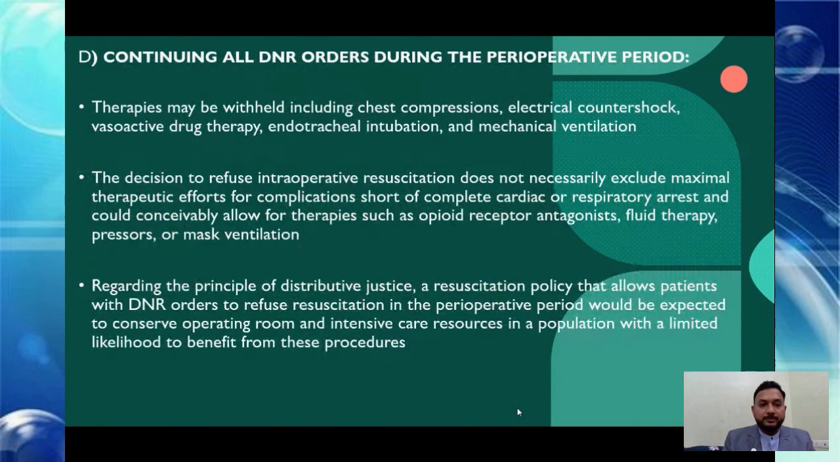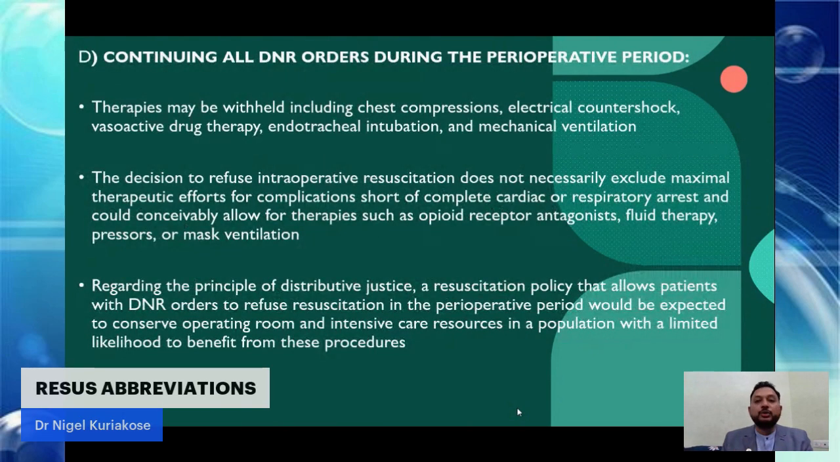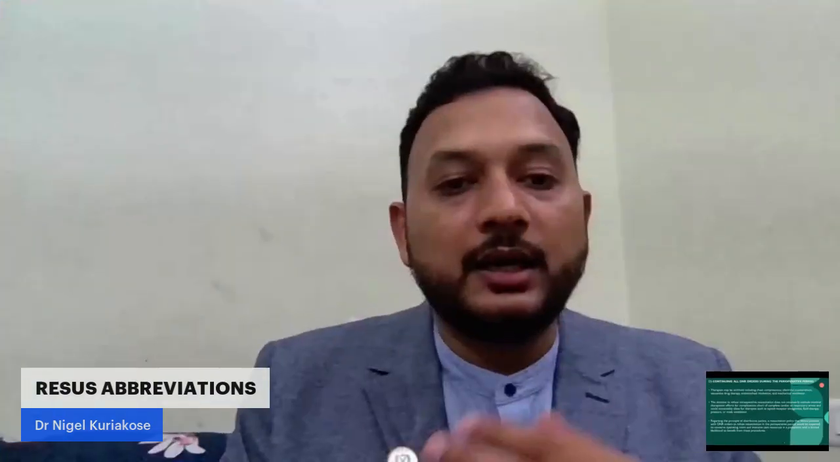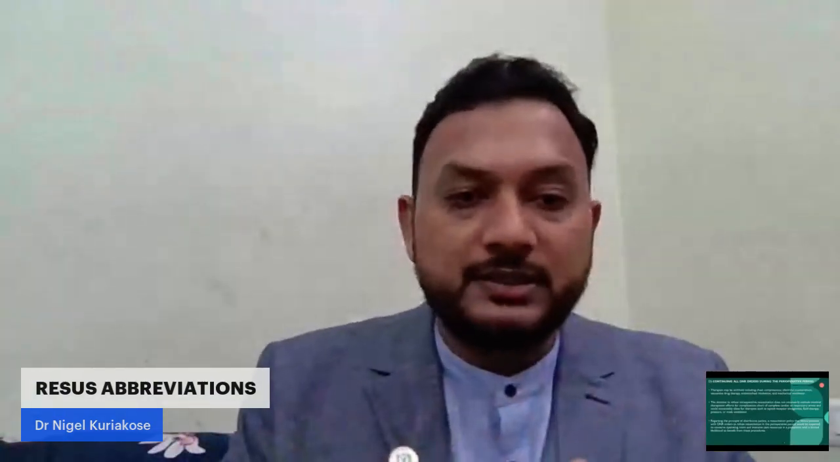Now, one more concept, that is continuing all DNR orders during the perioperative period. So here, therapies may be withheld, including chest compression, countershocks, vasoactive drug therapy, endotracheal intubation, and mechanical ventilation. So the decision to refuse intraoperative resuscitation does not exclude maximal therapeutic efforts. So maybe we can allow for therapies such as opioid receptor antagonists, some fluid therapy, pressors or mask ventilation. All this can be done.